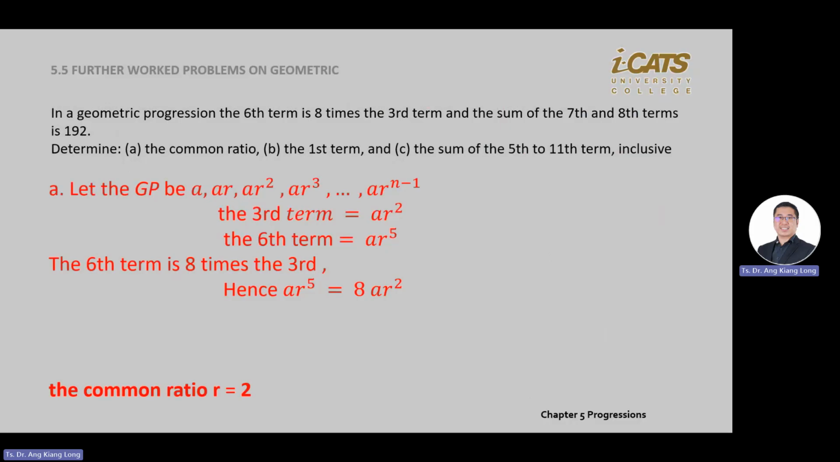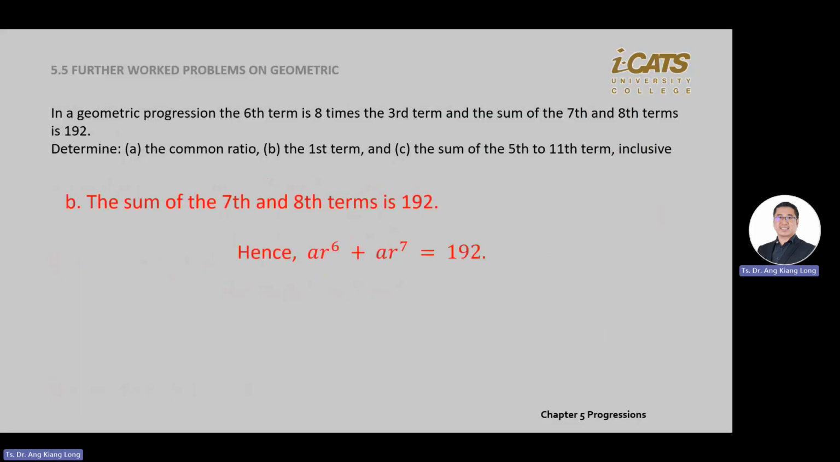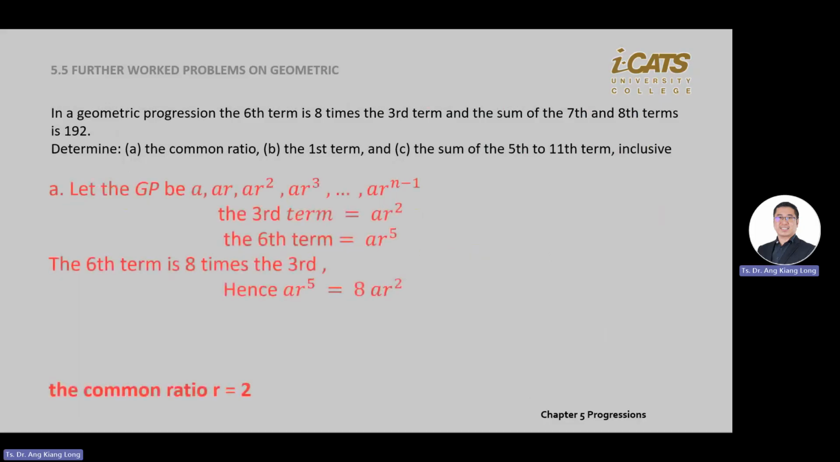The third term general equation is ar^2. Sixth term is ar^5, because the general equation is ar^(n-1). Then it tells you the sixth term is 8 times the third. So you take this statement and change it into an equation. Sixth term is ar^5. 8 times means factor 8, bracket, the third is ar^2. From here, you can find the R. R is 2. I don't give you the steps, but you know how to continue.